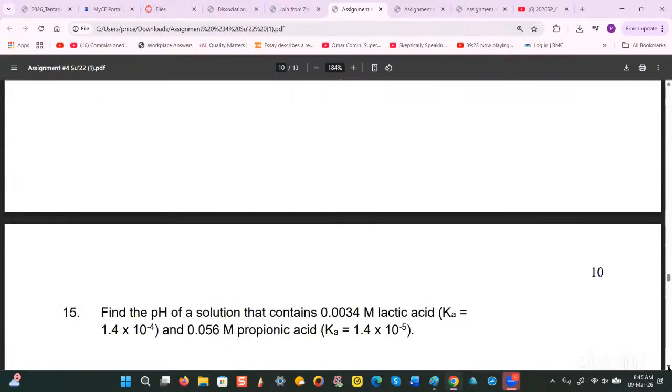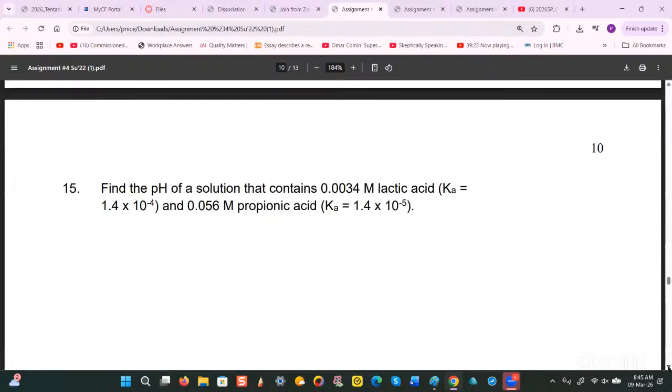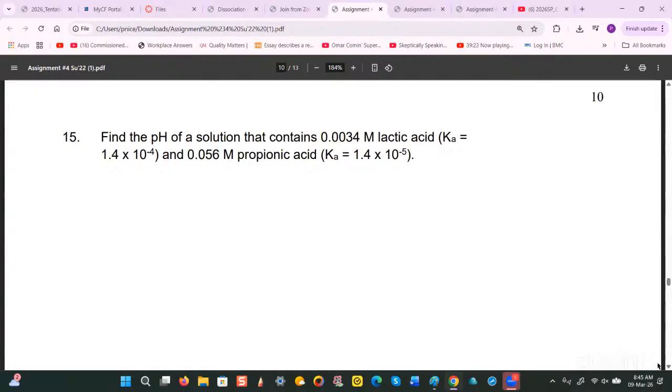Question 15. In the case of question 15, you should be able to do it, but there's one thing I need to say about this. Basically, this question is asking you to find the pH of a solution made up of these two acids, and they give you the concentrations and your Ka values. So the approach is to work out the concentration of H plus for each of them. You figure out the concentration of H plus for the lactic acid, and then you do the same process for the propanoic acid. Then you add those two together and find the minus log of that to get the pH.